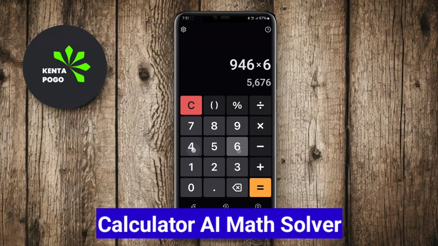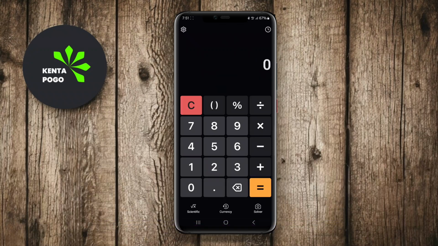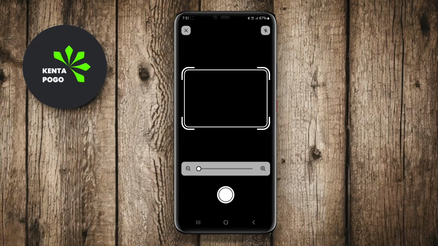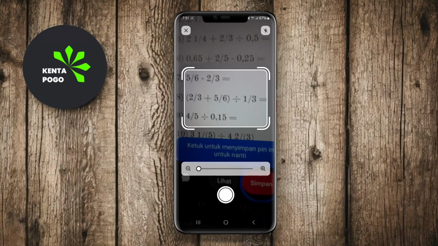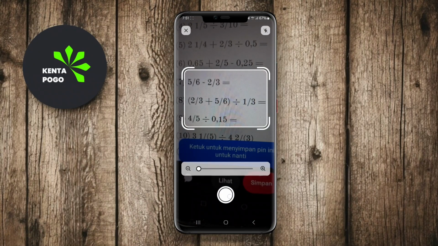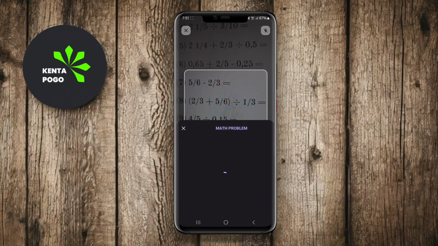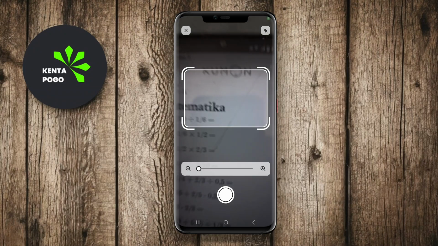Calculator AI Math Solver. Calculator AI Math Solver is a powerful math-solving app that combines traditional calculator functions with AI capabilities. Users can input equations, and the app will provide instant solutions along with step-by-step explanations. It can handle a wide range of mathematical tasks, including calculus, algebra, and statistics.